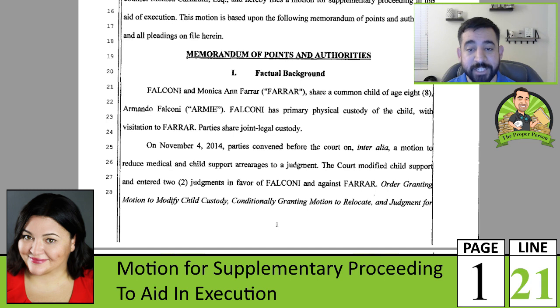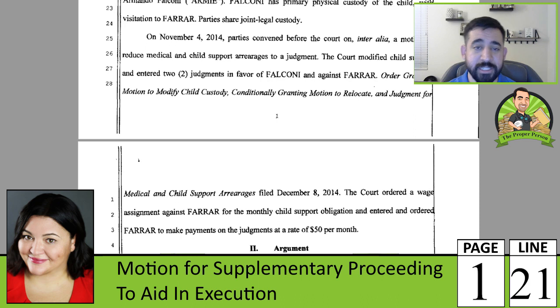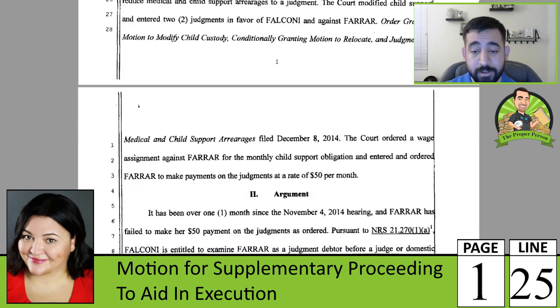So we have my factual background as per usual. The first paragraph is a sort of summary paragraph which explains that we share a common minor child of age 8, that I am the father, my ex is the mother, that I have primary physical custody, and my ex has visitation rights. Next assertion is that on November 4th, we convened before the court on a motion to reduce medical and child support arrearages to a judgment, and that both of those judgments were entered.